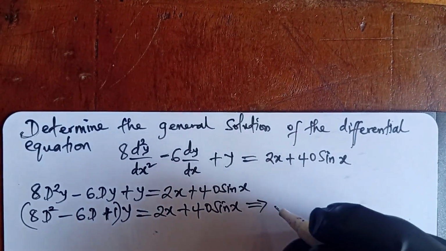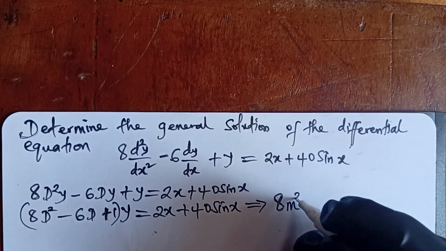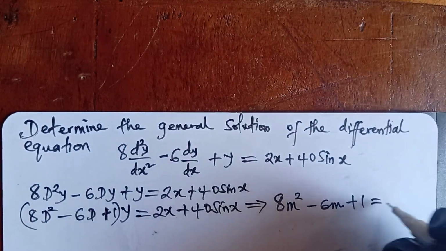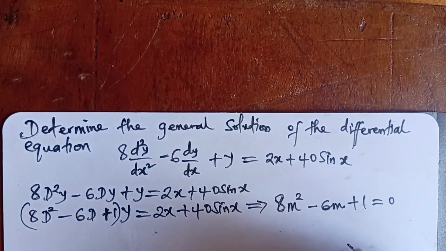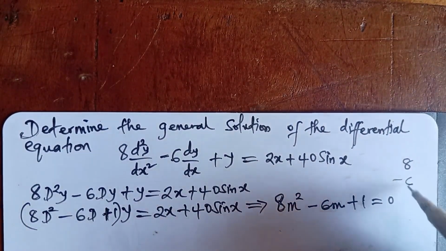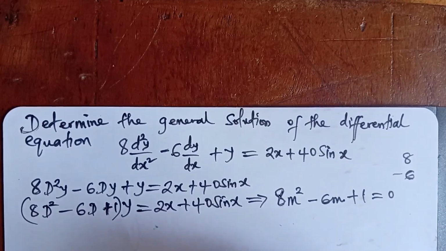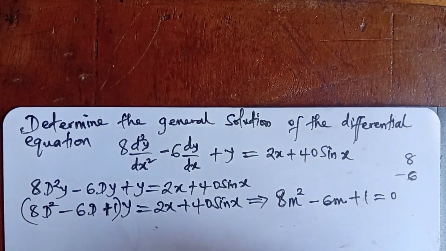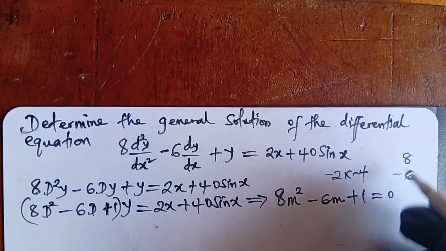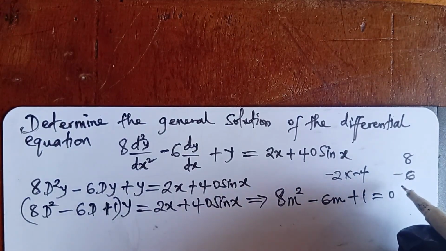We're going to get 8m squared minus 6m plus 1 equals 0. So two numbers whose product is 8 times 1, which is 8, and whose sum is minus 6. The numbers will be minus 2 and minus 4, right? Because minus 2 times minus 4 gives a plus 8, and minus 2 plus minus 4 gives minus 6.